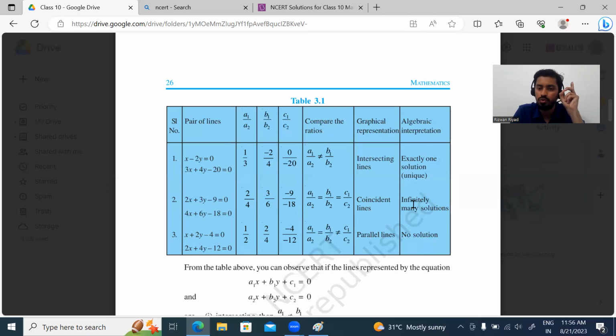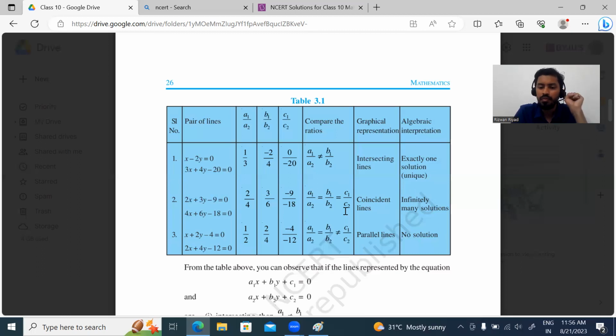I told you this case also, right? If two lines are exactly on the other line, if they have converged to form a single line, if both of those lines are together, this is the coincident line, and this is the condition. Even without drawing a graph, you can check whether they are coincident lines or not, or whether they have infinitely many solutions or not. You can check with this equation: A1 by A2 equal to B1 by B2 equal to C1 by C2.